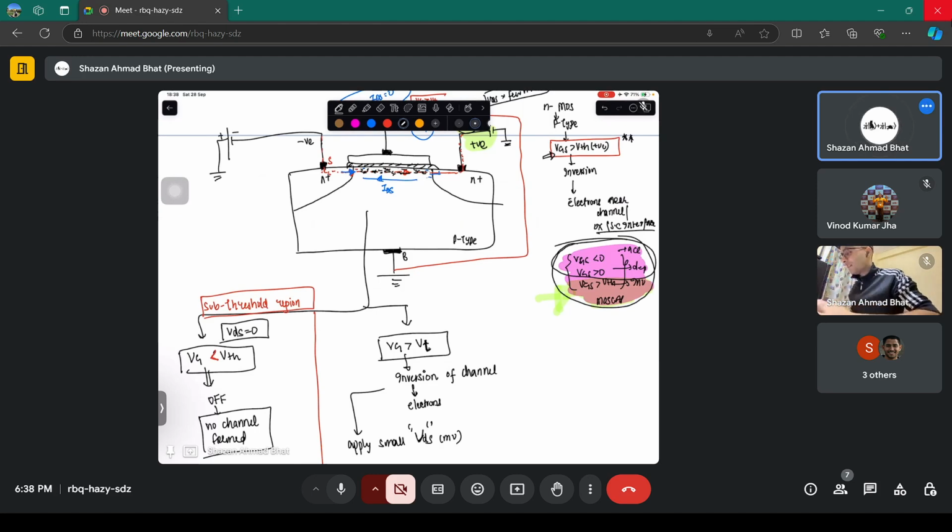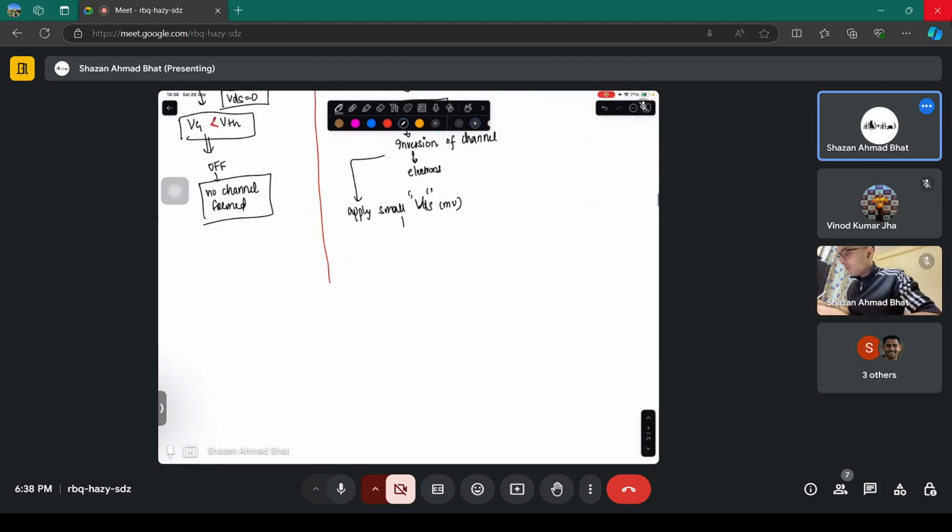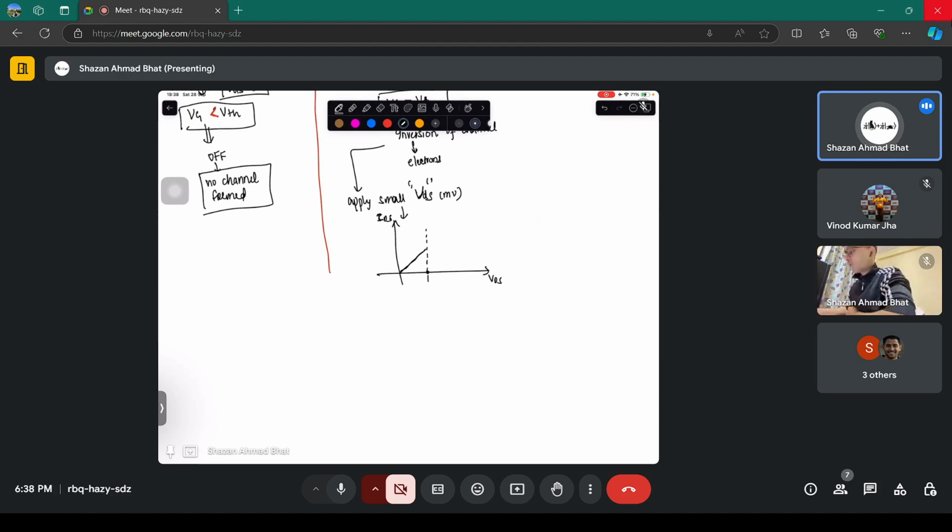Now you apply the drain to source voltage. When you apply it, you are going to see that the current increases in this fashion. If this is the drain to source current, and this is the drain to source voltage, you see that the current increases linearly up to a certain point. What is that point? We will see what that is going to be, up to a certain drain to source voltage point.